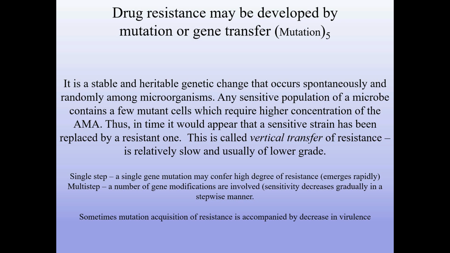Drug resistance may be developed by mutation or gene transfer. First is mutation. It is a stable and heritable genetic change that occurs spontaneously and randomly among microorganisms. Any sensitive population of a microbe contains a few mutant cells which require higher concentration of the antimicrobial agent. Thus, in time it would appear that a sensitive strain has been replaced by a resistant one. This is called vertical transfer of resistance, is relatively slow and usually of lower grade.